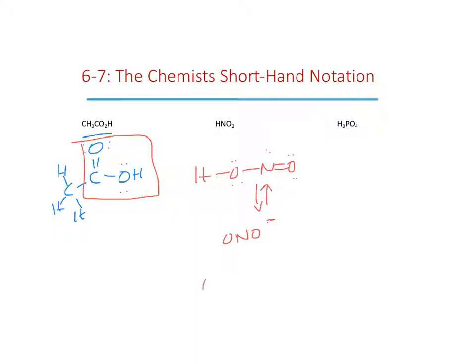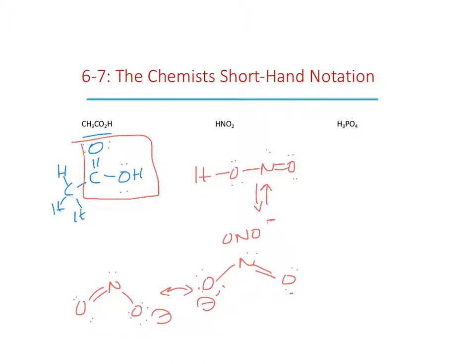Which we can draw as one of two resonance structures. I'm going to draw it bent because I know there's a lone pair on the nitrite nitrogen. And of course, there's two resonance structures here we could draw that has an O-nitrogen double bond here and an NO single bond here.